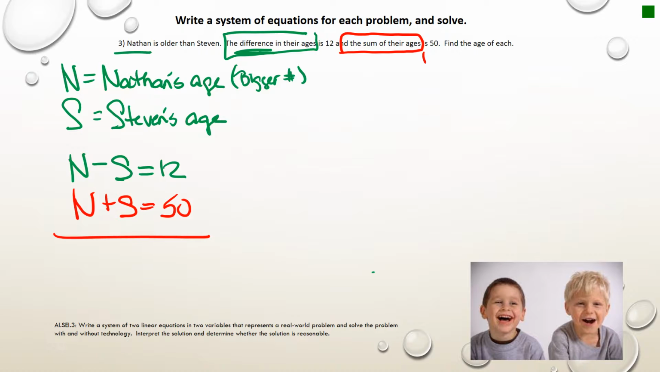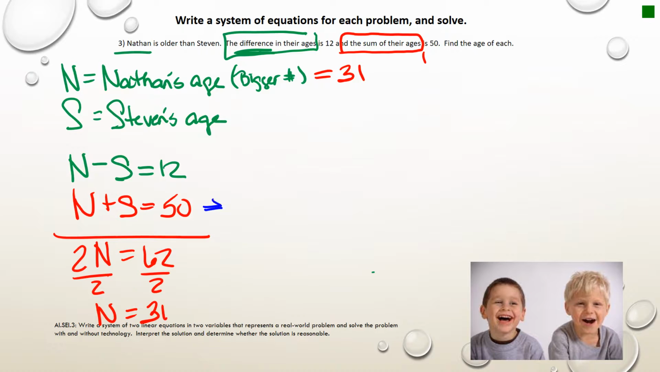Oh, looky, looky. It's perfectly set up for elimination. The s's are even going to cancel. N plus n is 2n. 12 plus 50 is 62. Divide by 2. Nathan is 31. So Nathan's age is 31. We can put that up there. That's good enough for me.